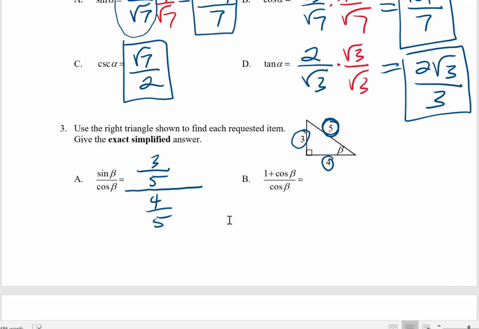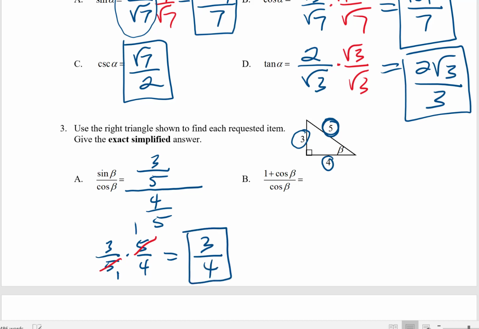In other words, 3/5 divided by 4/5. Well, dividing by 4/5 is the same thing as multiplying by the reciprocal, 5/4. You can see there that the 5's divide out, and when I multiply across, I simply have 3 on the top and 4 on the bottom. So the final answer here is 3/4.